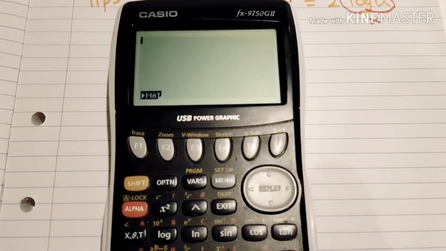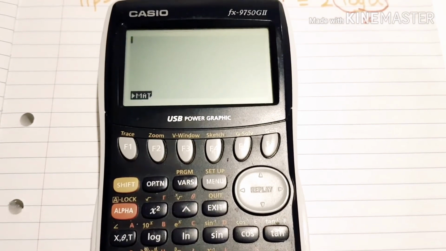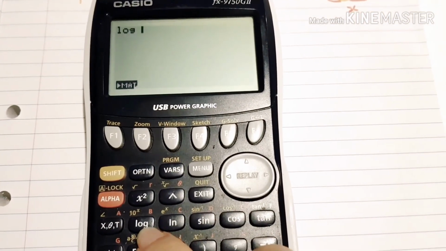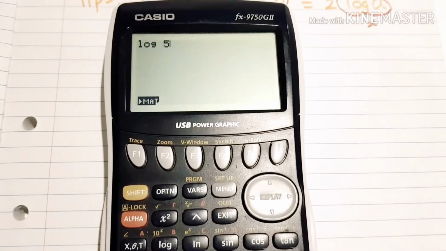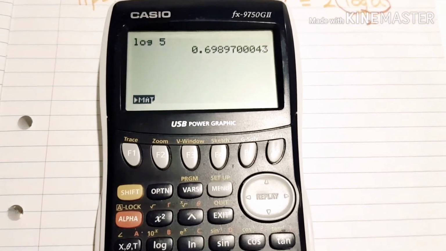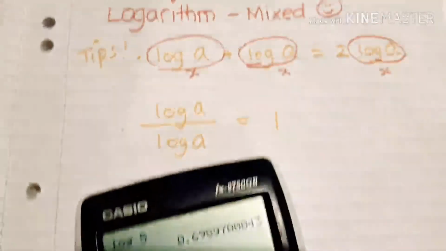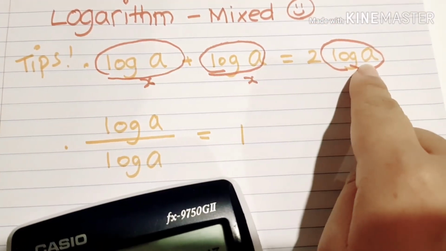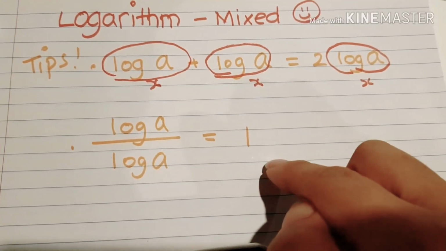So people, logarithm is just a number, right? If I try log 5 on the calculator, this button over here, you see it will give you a decimal number. So obviously, if you add the same thing twice, you get 2 of the same thing. If you divide it by the same number, it will be just 1.